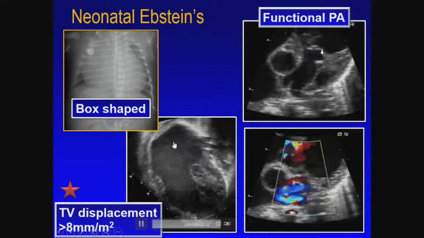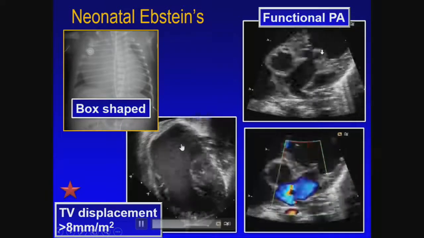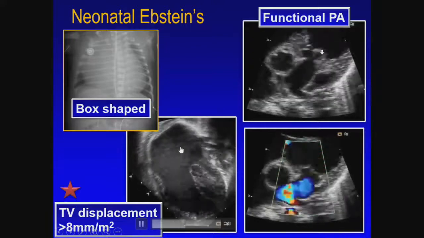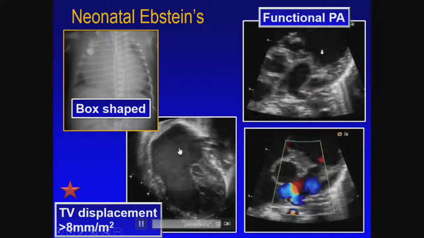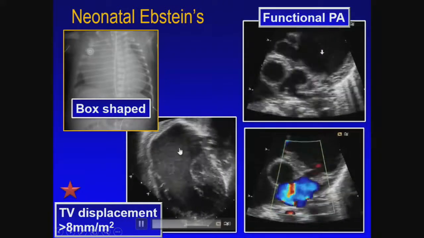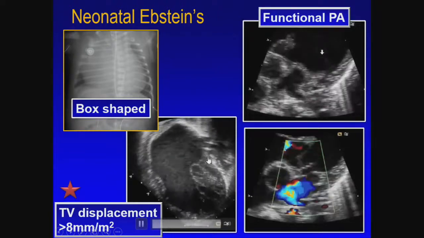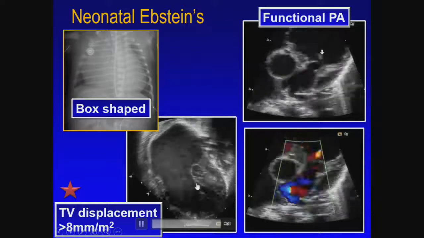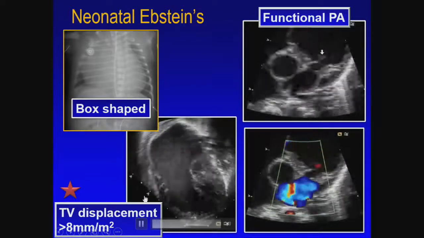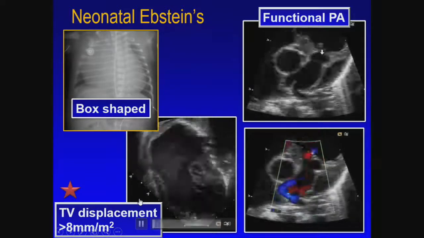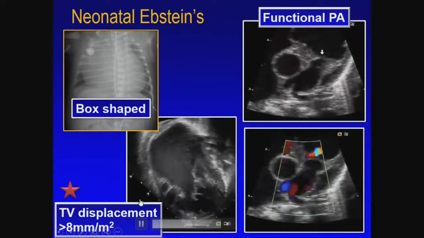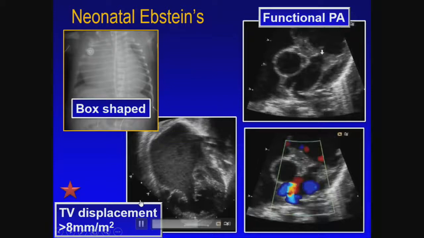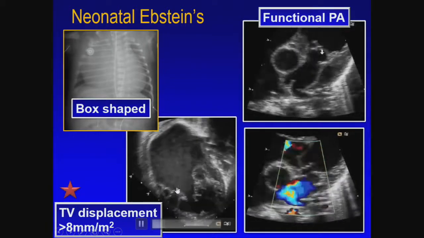In cardiology or in any other science, there are few things where there is a clear cutoff. This is a place where there's a clear cutoff. If your displacement index is more than 8 millimeter per meter square, meaning by this displacement index from this hinge point to where the valve actually moves, that is more than 8 millimeter per meter square, it's Ebstein's, okay? So this is a case where there's a clear cutoff. Mild forms of Ebstein's, you actually have to measure that.